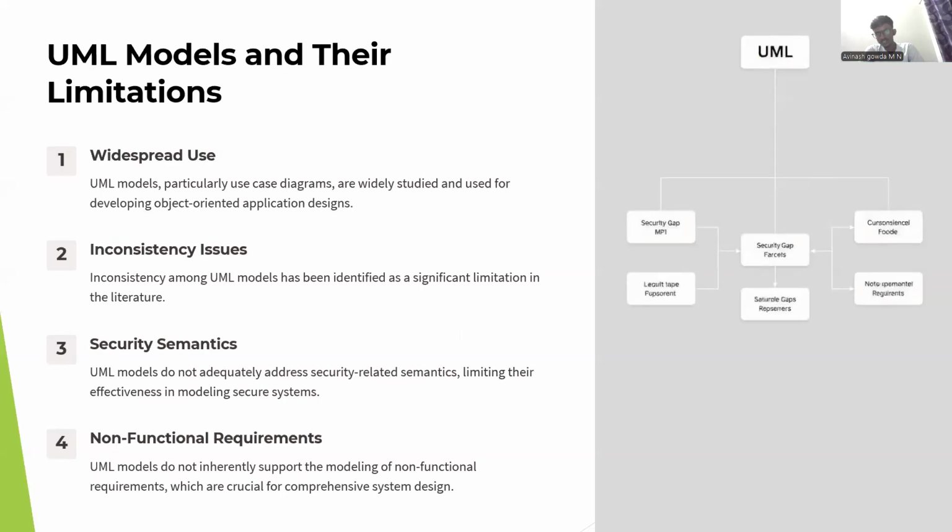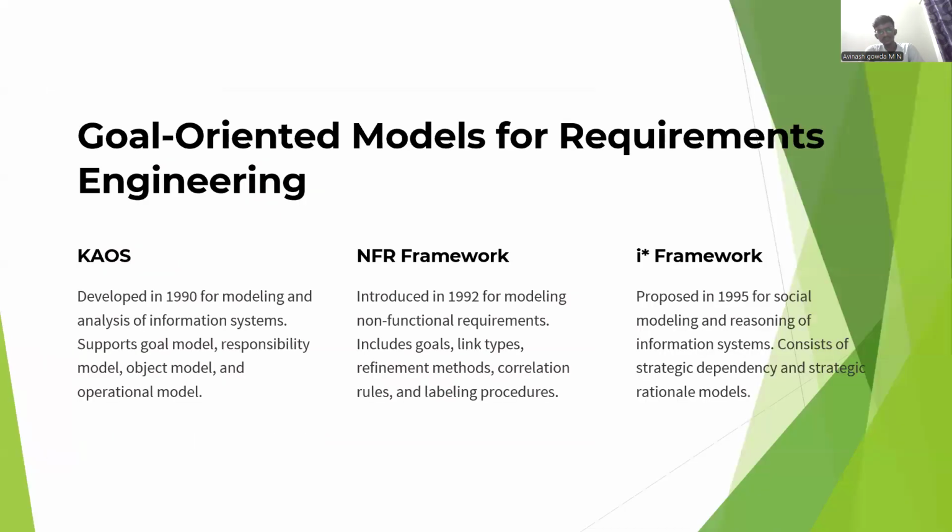UML models and their limitations. Widespread use: UML, particularly use case diagrams, is widely studied and used for developing object-oriented application design. Inconsistency issues: inconsistency among UML models has been identified as a significant limitation in the literature. Security semantics: UML models do not adequately address security-related concerns, limiting their effectiveness in modeling secure systems. Non-functional requirements: UML models do not inherently support the modeling of non-functional requirements, which are crucial for comprehensive system design.